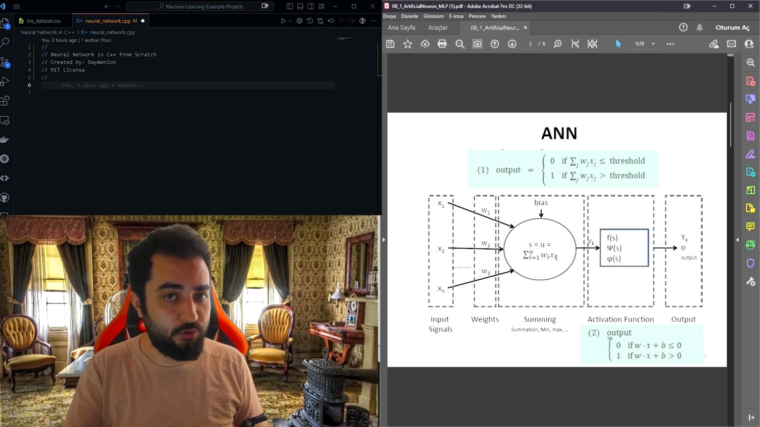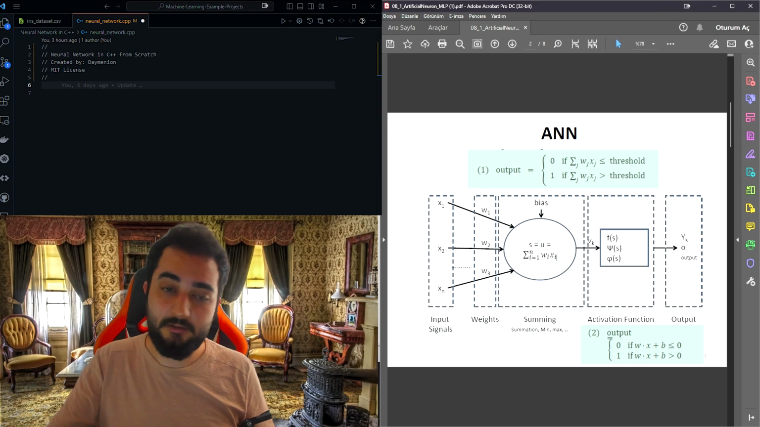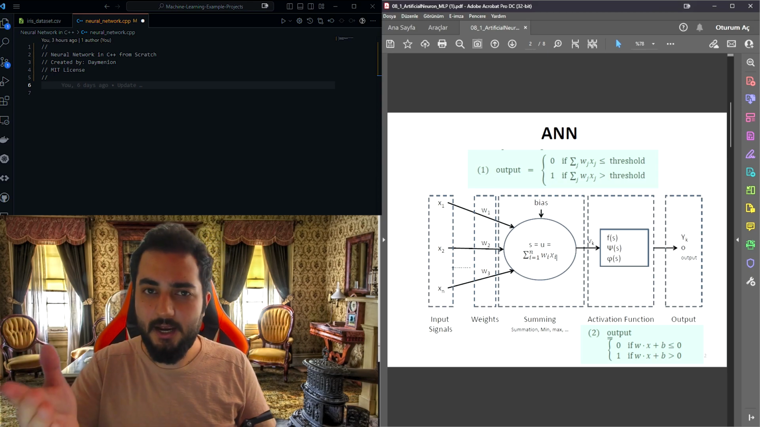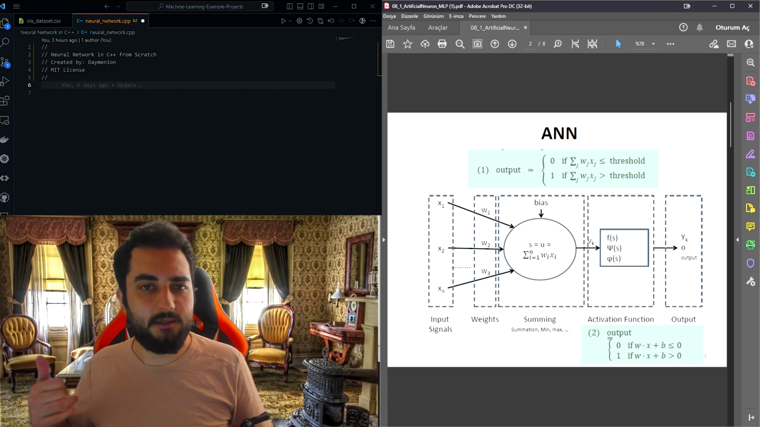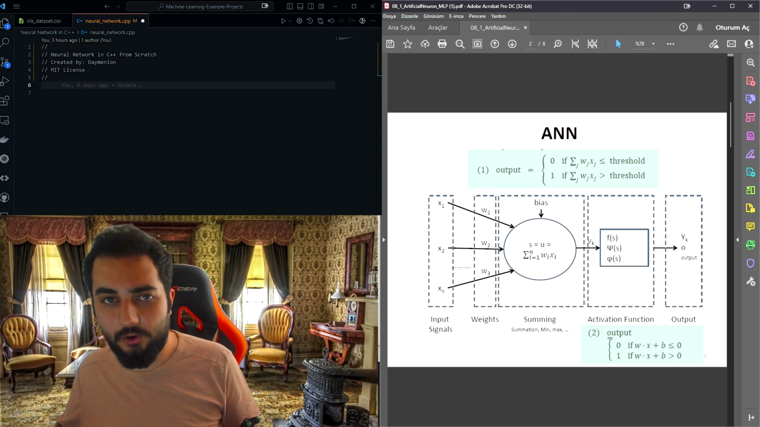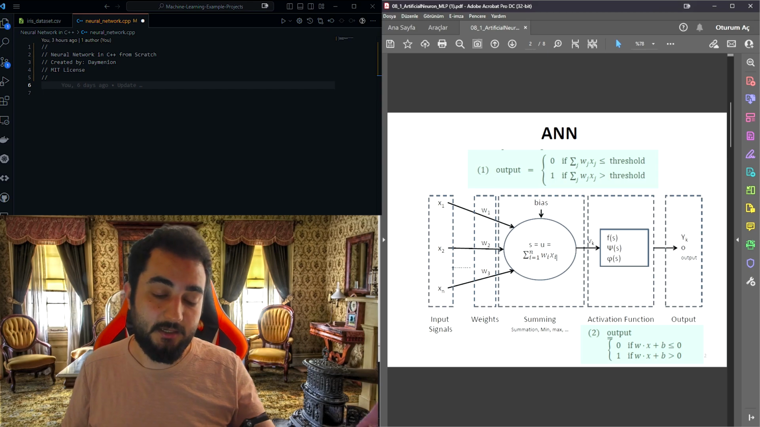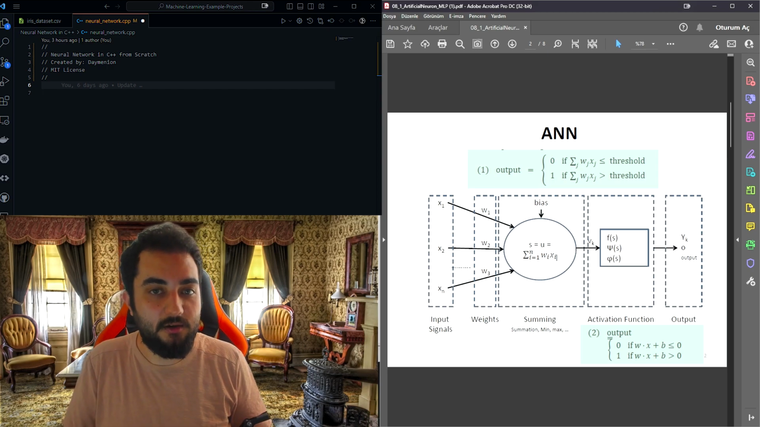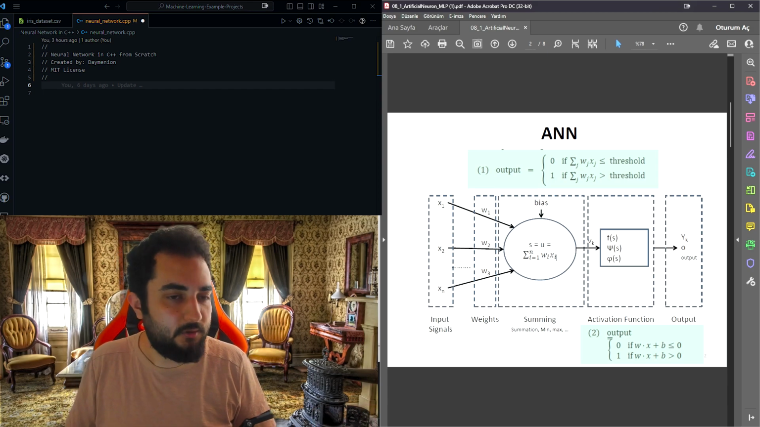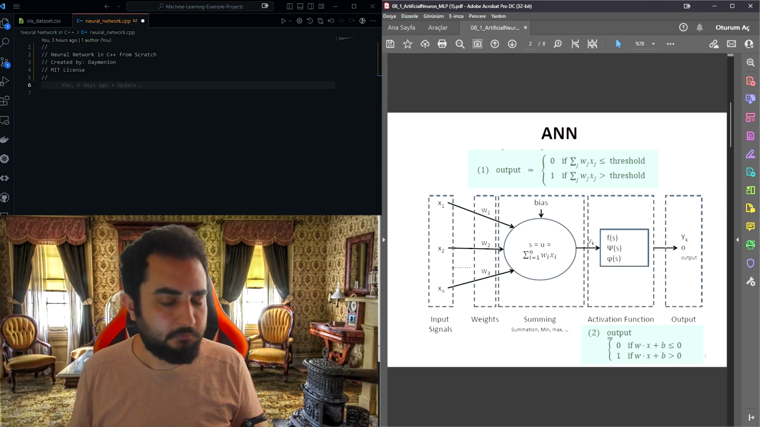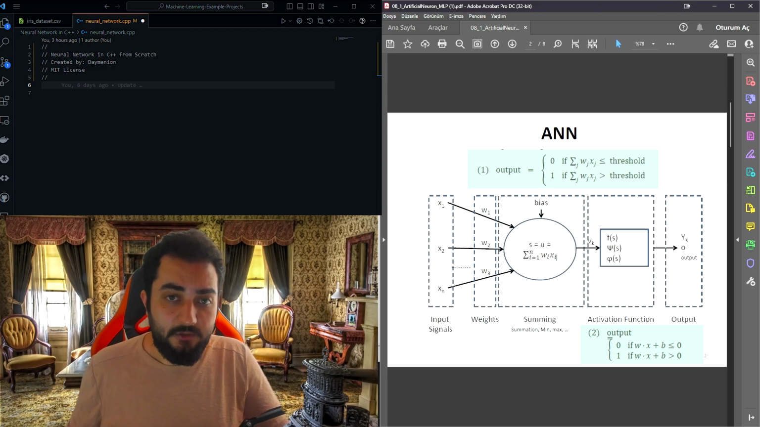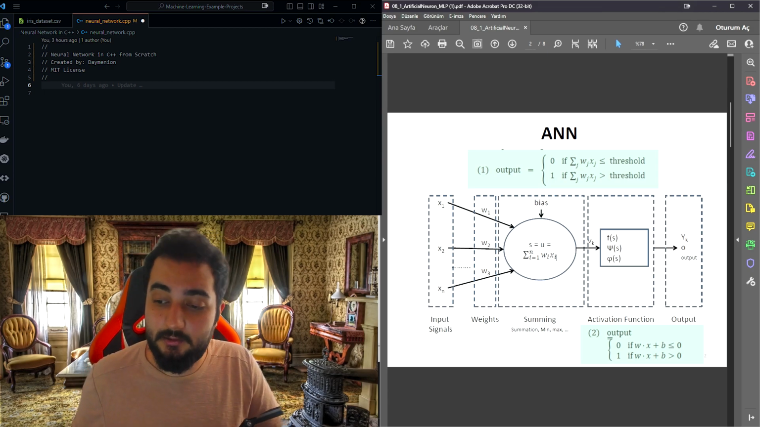Instead of using a threshold, if I move it to the other side of the equation and call it a bias, then I can look at whether the output of the neuron is greater than 0, not whether it is greater than the threshold, and decide whether the neuron fires or not. If it's bigger than 0, it fires. If it's smaller than 0, it's not. That's the activation function we see in there.